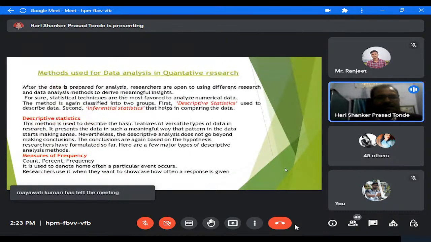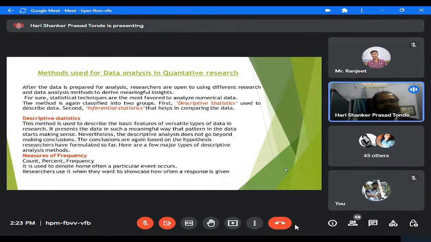Methods used for data analysis in quantitative. After the data is prepared for analysis, researchers are open to use different research and data analysis methods to derive meaningful insights. First one is the descriptive statistics. Means the data is again classified into two groups. First one is the descriptive statistics, and the second one is the inferential statistics.